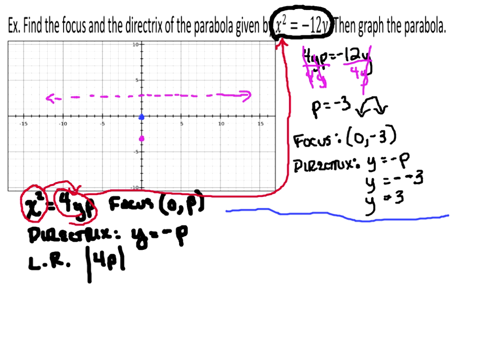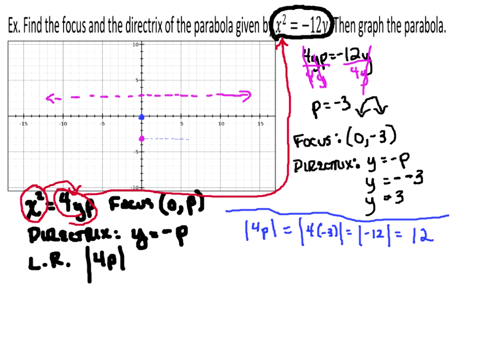Okay, so the length of the latus rectum is the absolute value of 4p. In this case, that's the absolute value of 4 times negative 3. So here's one of those cases why we need to be using the absolute value for this. Okay, so this tells me that the length of my latus rectum is 12 units. Let me show you what that means. I'm going to get a really skinny pen here. That means from my focus that I will move 6 units in each direction to hit the parabola.